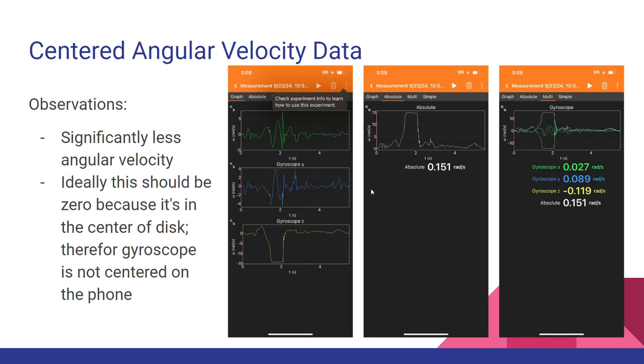Here's some more data. Here's the angular acceleration. As you can see, it's about 20 times less than the last one, because it's a tenth and the last one was like a two-something. Ideally this should be zero, but I don't throw perfectly, and the gyroscope actually isn't centered at the middle, so we had to use that.